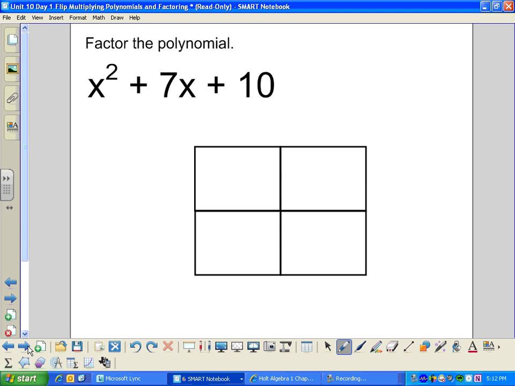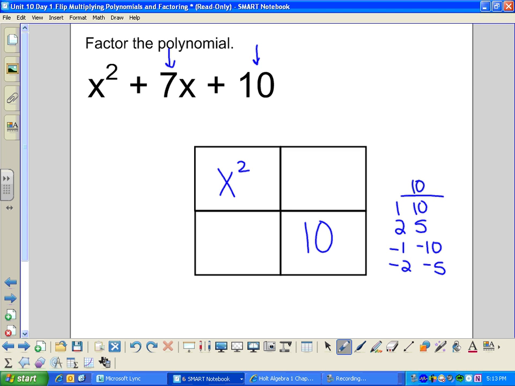I'm going to factor this polynomial, and I'm doing the A and M method. I know x squared is going to go here, and I know 10 is going to go here. And I'm looking for two numbers that when I add them together give me 7, but when I multiply them together give me 10. So we've got to look at what we're multiplying first. What two numbers multiply together give me 10? Let's say I have 1 and 10. That's one choice. I have 2 and 5. That's another choice. I also have negative 1 and negative 10, and negative 2 and negative 5.